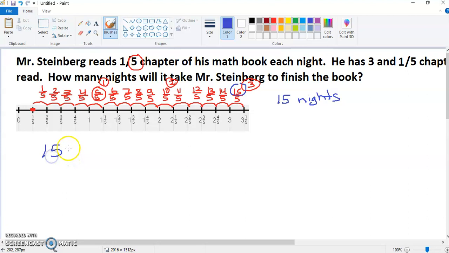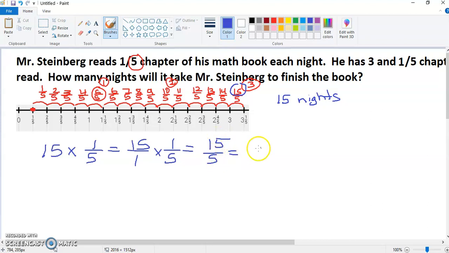You could use multiplication to check that. If you take 15 nights times 1/5, what does that equal? Well, that's 15 over 1, because 15 divided by 1 is 15. Multiply it times 1/5, and you get 15 over 5. And then if you divide 15 by 5, that's 3. That's the same thing we got up here. So 15 over 5 is the same thing as 3 wholes, or just 3. But in the end, it took me 15 times just to get to 3 1/5.